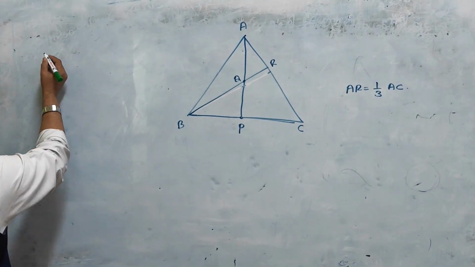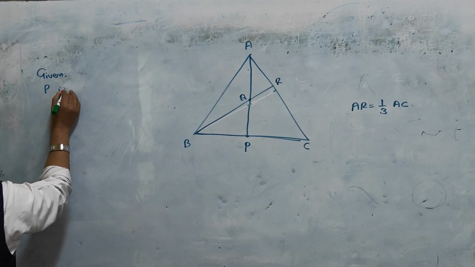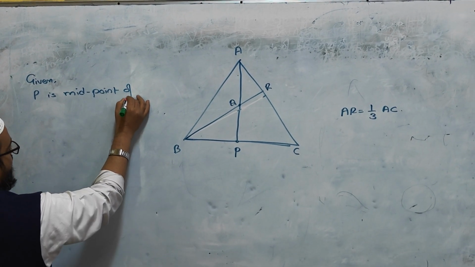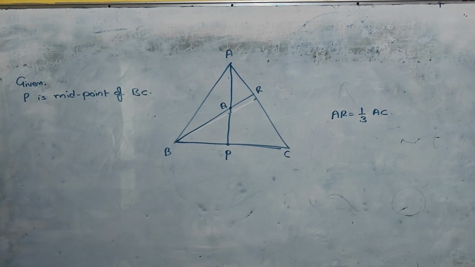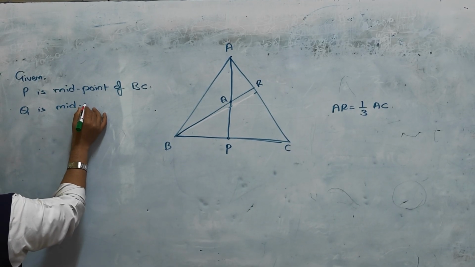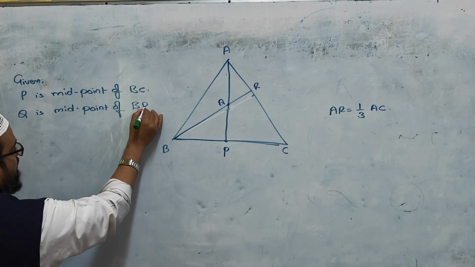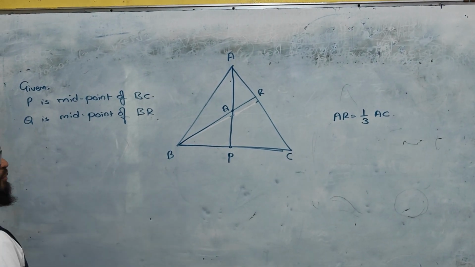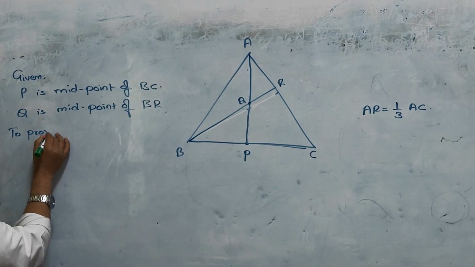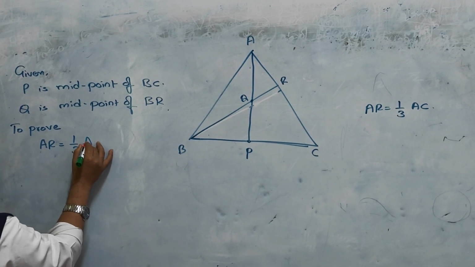Yes. So, given P is the midpoint of BC. Am I right? Yes. And also given that Q is the midpoint of AP. Am I right? And what we are supposed to prove? We are supposed to prove AR is equal to 1/3 of AC.